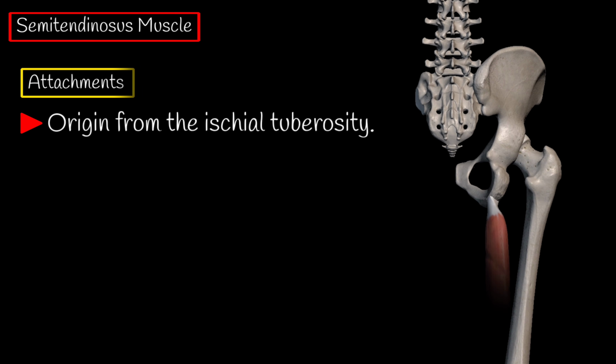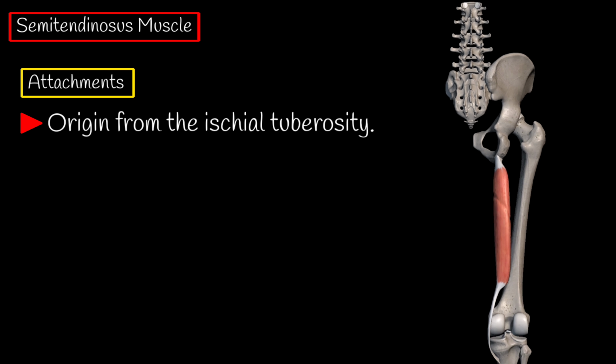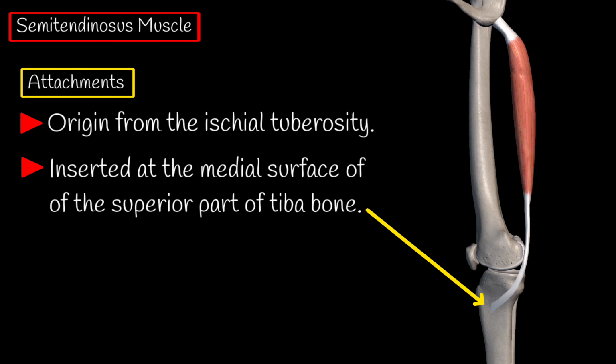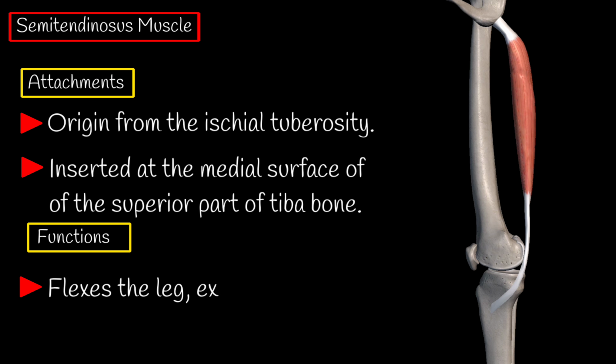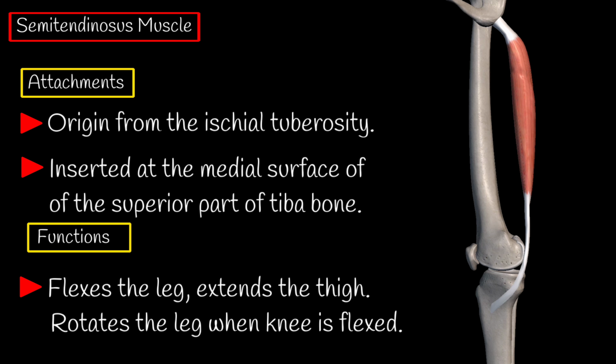Semitendinosus muscle arises from the ischial tuberosity. It is inserted at the medial surface of the superior part of the tibia bone. Semitendinosus flexes the leg, extends the thigh, and also rotates the leg when the knee is flexed.